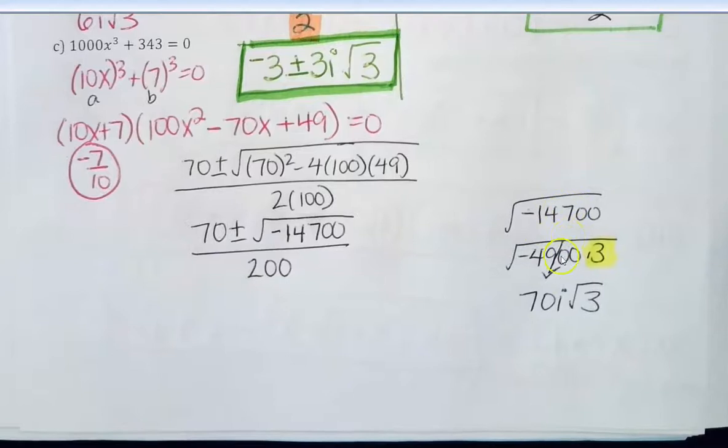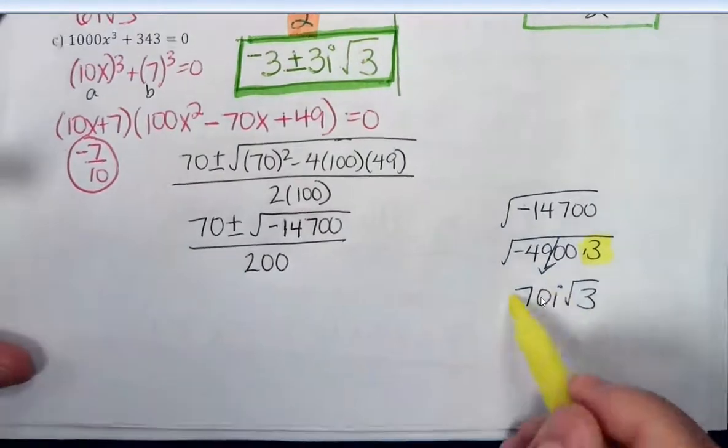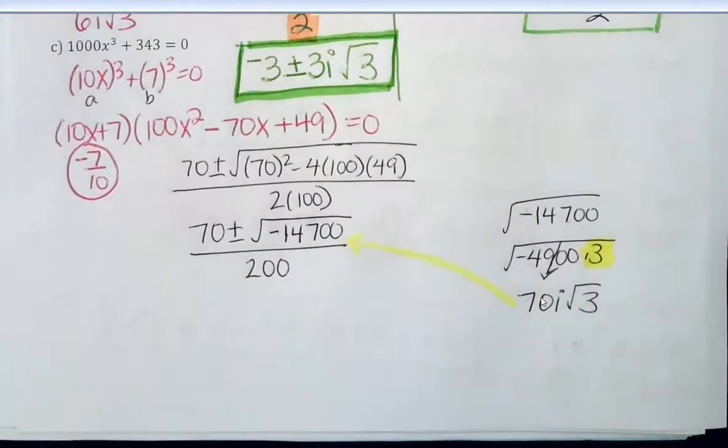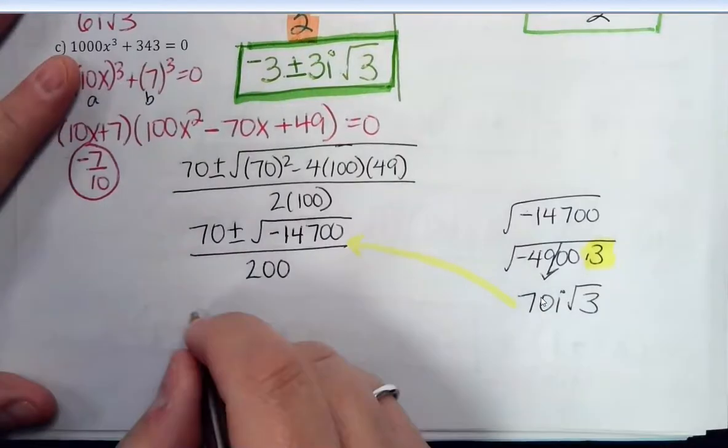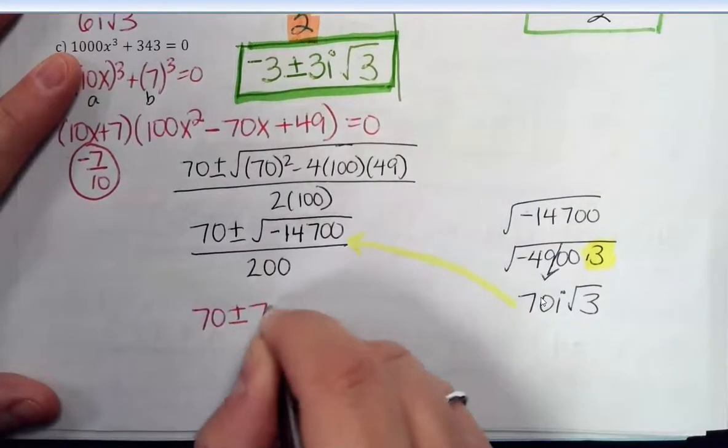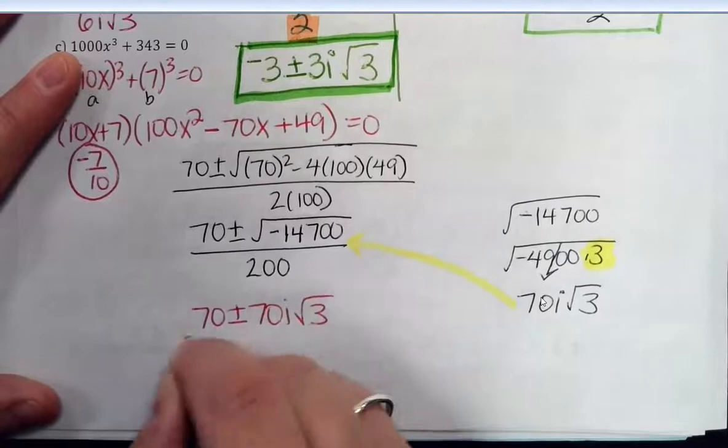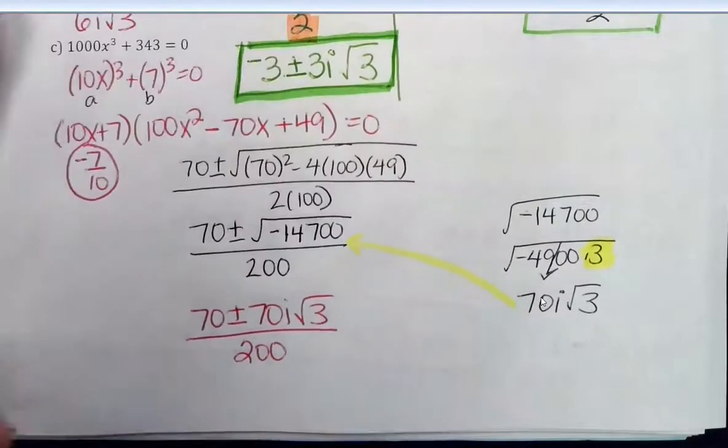So I just took this, divided it by 3 on my calculator, and then automatically this is a perfect square. So I took the square root of 4,900, that was 70, and then to take care of the negative, I put the i with that. So now I'm going to go ahead and put that back in place over here and just show you guys how I would reduce this. So we have 70 plus or minus 70i radical 3, everybody over 200.